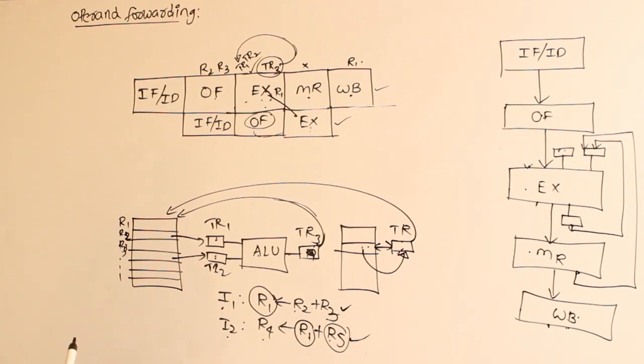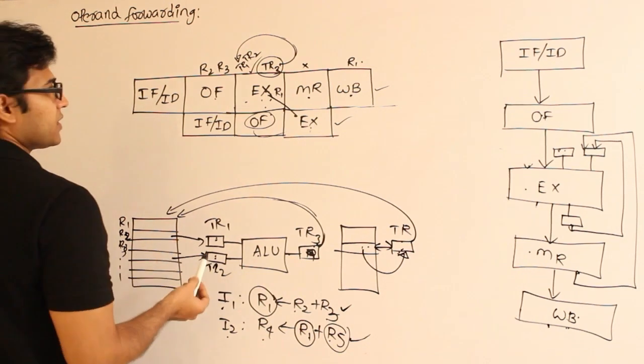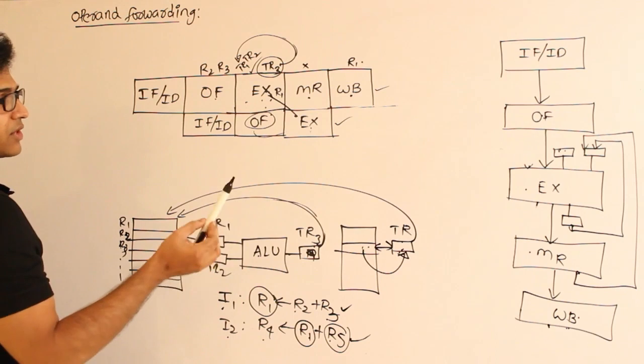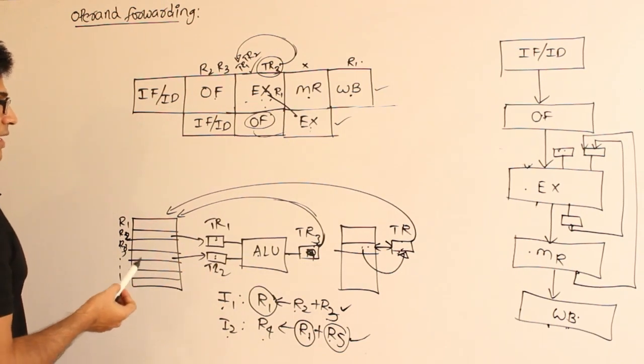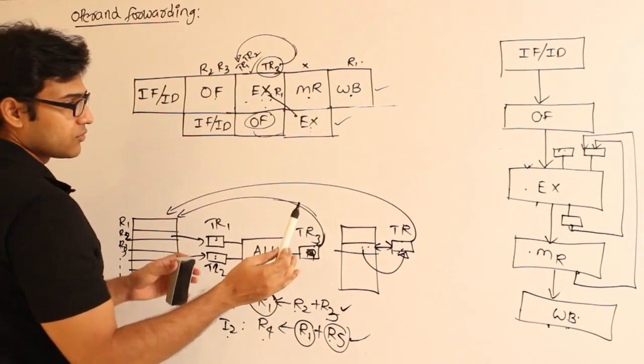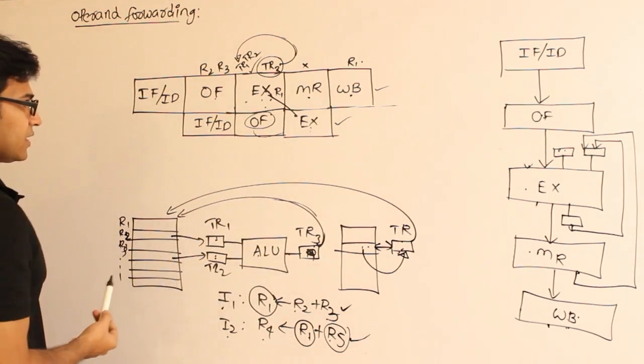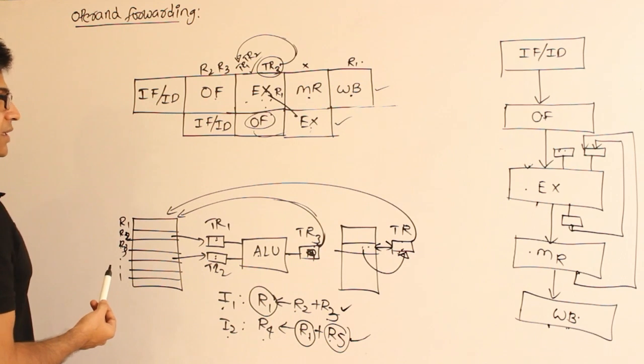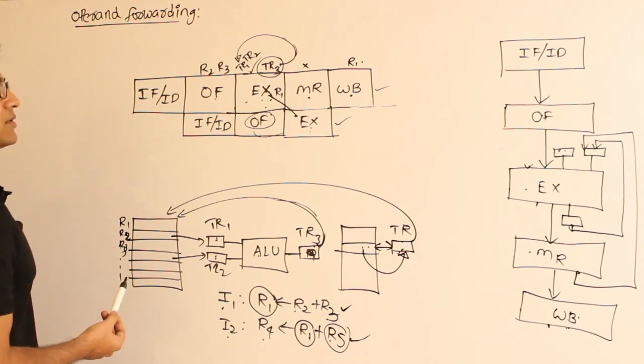So using this technique, we'll be able to avoid some of the stall cycles, right? We'll not be able to avoid all the stall cycles, but at least we'll not waste as much time as we were wasting earlier. We'll waste only a few cycles. In most of the cases, this will help us in completely avoiding the stalls. Okay, fine.